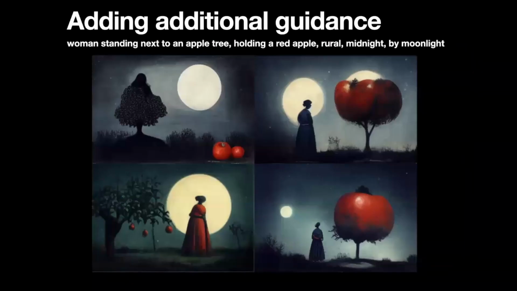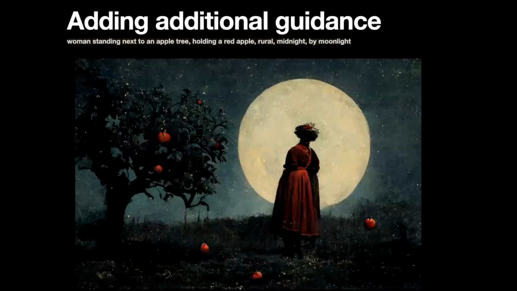And then what makes it most interesting is when you start to add more guidance. So: woman standing next to an apple tree, holding a red apple, rural, midnight by moonlight. And I really didn't have to find a whole lot. I really liked number 3 here. But you see, I have trees in the shape of an apple. I have all kinds of interesting things. Beautiful moon, right? And then I re-rolled it a couple times. I did some variations on it and ended up with this image.